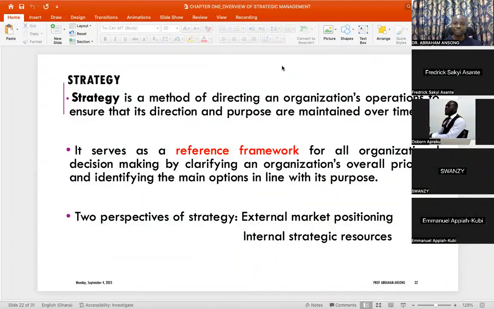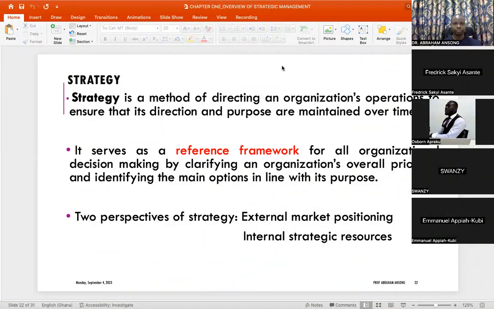And we said the strategy is basically a direction as to what the company should be doing. So it provides a reference framework. And if you remember at the beginning, we said even your marketing efforts must be in line with your strategy. Your organizational structure must be in line with your strategy. Your organizational culture must be in line with your strategy. So it serves as a guide for every decision that the company must be making.